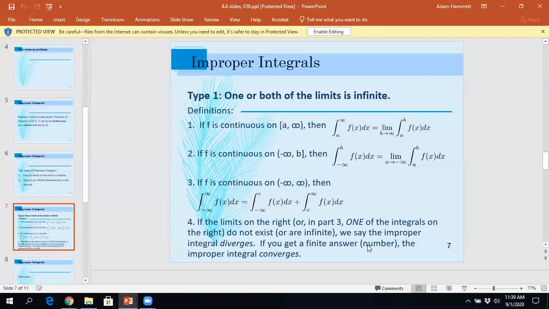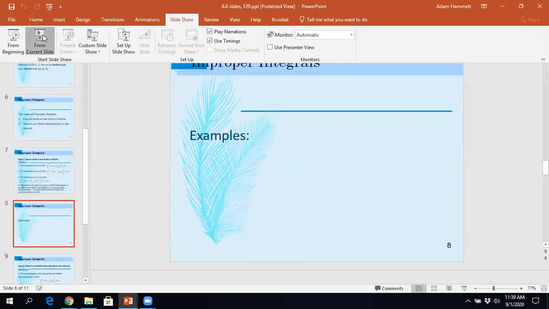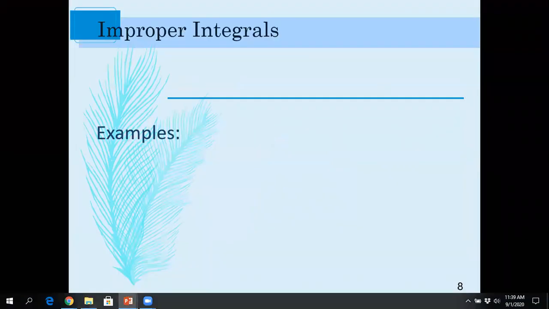How would you get a finite answer if one of the limits of integration is infinity? Yes, so we'll see an example of that pretty quick. Okay, all right, other questions? Okay, so let's do an example like what Maria was just saying. How about the integral, so watch this.